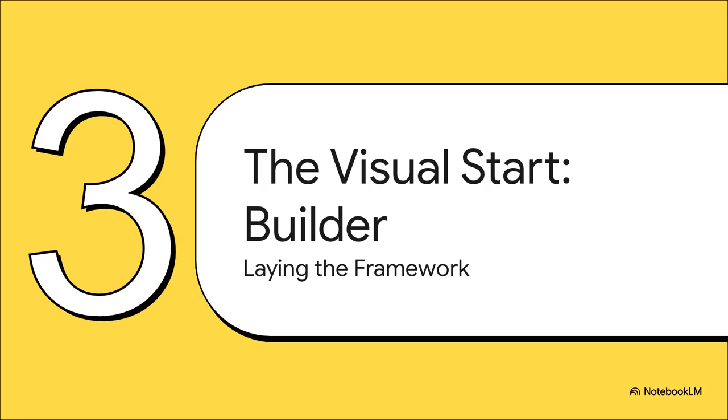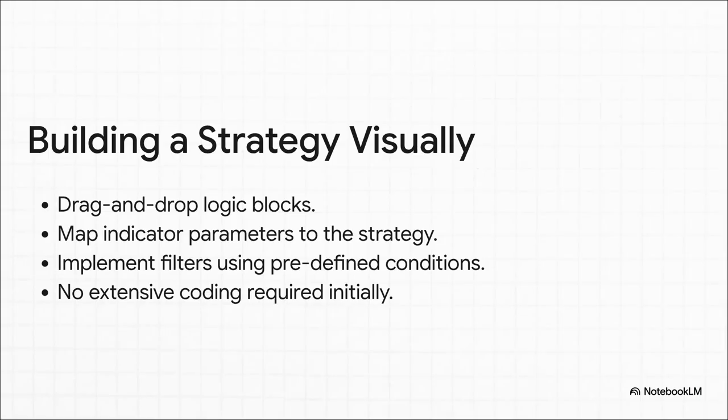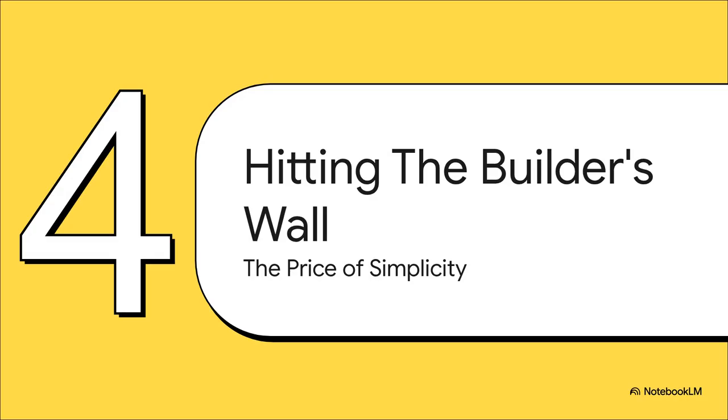Okay, so how do we actually put these filters into practice? For a lot of people, the journey starts with a visual tool. If you're using NinjaTrader, this tool is called the Builder, and it's really the perfect place to start laying down the basic framework for your strategy. Just think of the Builder as kind of like a point-and-click adventure for building strategies. You can literally drag and drop your logic, connect your indicators, set up those first filter conditions, and you can do all of it without writing a single line of code. It's a fantastic way to get your ideas off the napkin and into a system fast. But, and you knew there was a but coming, this visual simplicity comes at a price.